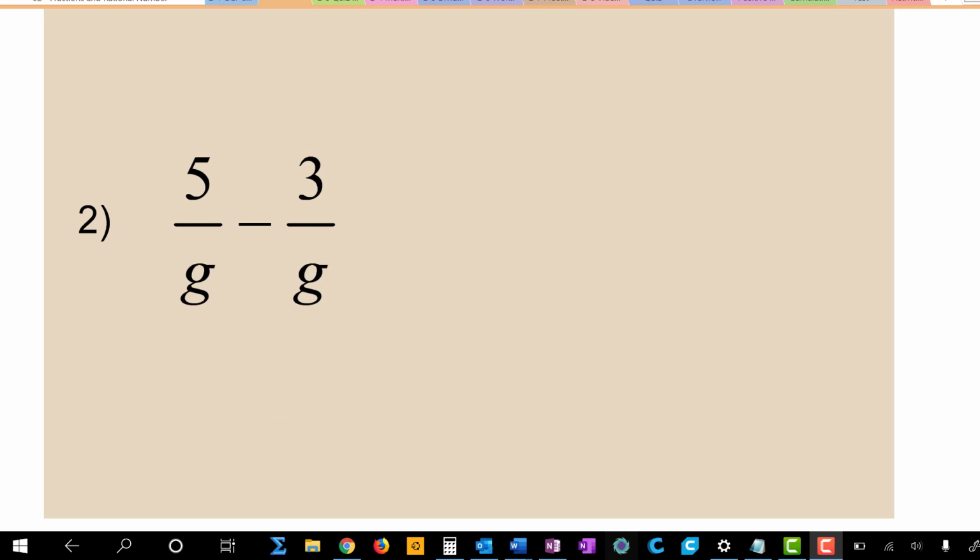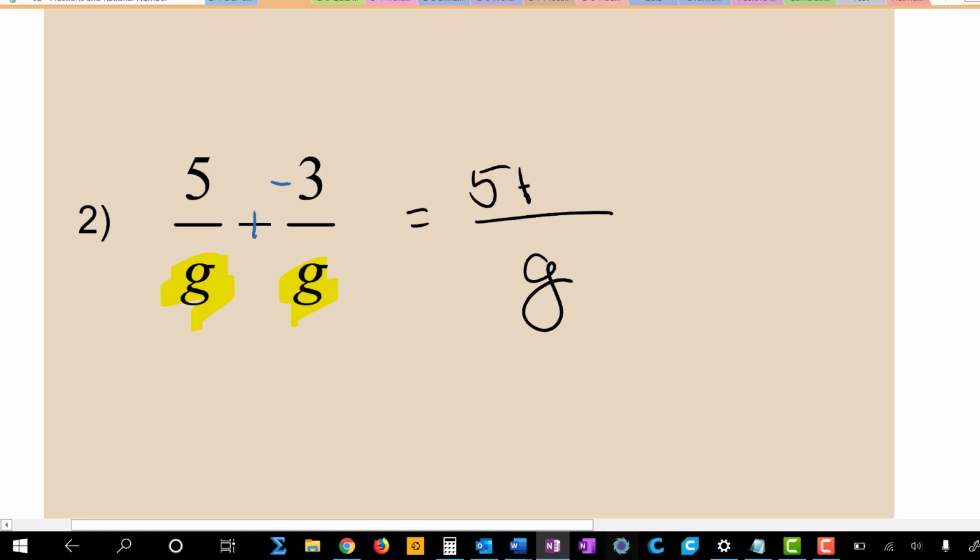Okay, so here we're going to change this to plus and negative. And do we have common denominators? Yes. So we can go ahead and do this problem. Since we have common denominators, we keep that denominator. Now we can add the numerators. And you don't have to show this step, but that's what you're doing in your head. So 5 plus negative 3 is 2. You get 2 over g as your final answer.